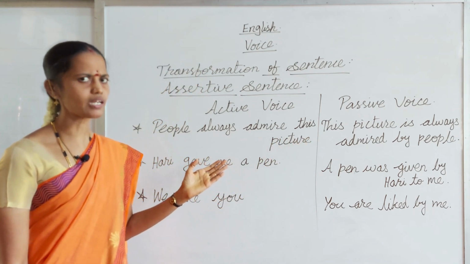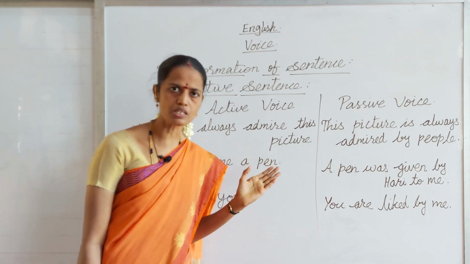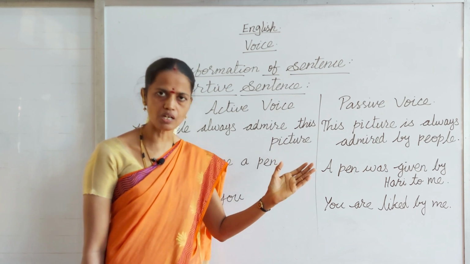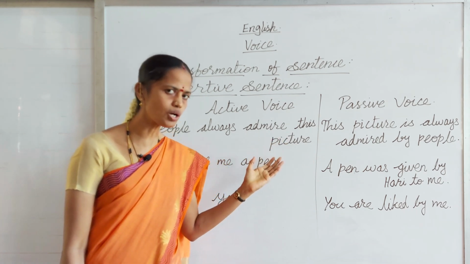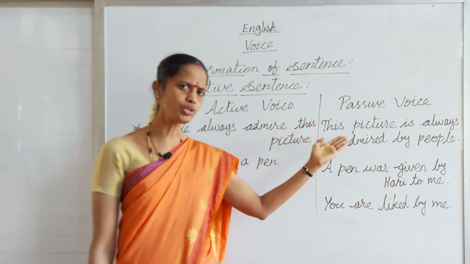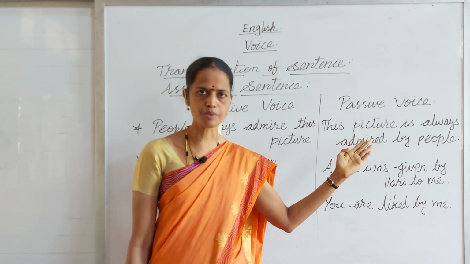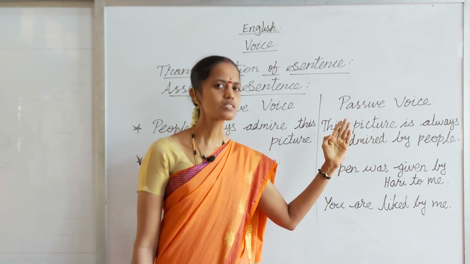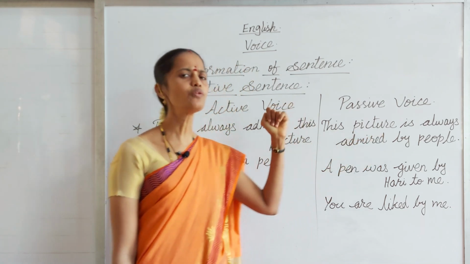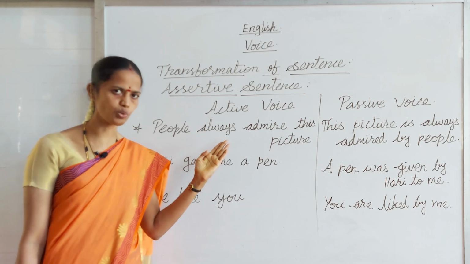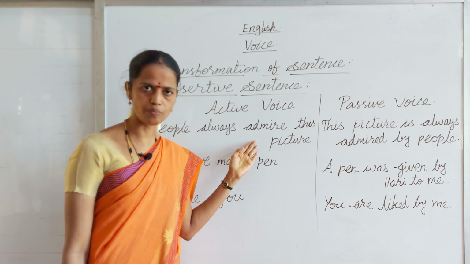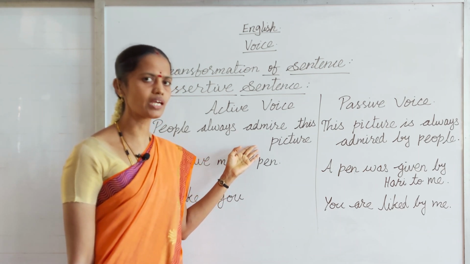As per our rule, while changing this into passive voice, we have to bring the object into the place of the subject. What is the object here in active voice? This picture. So we brought this picture in the place of the subject, and we have written it here. Then what about the verb in active voice? The verb admire is given in present form.